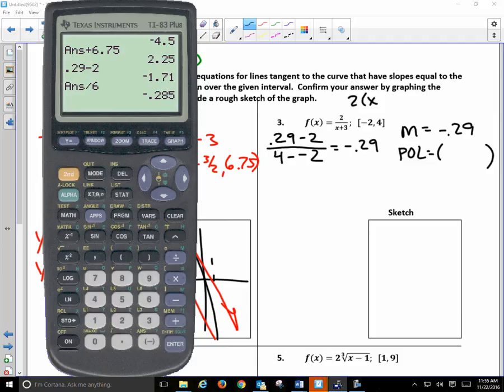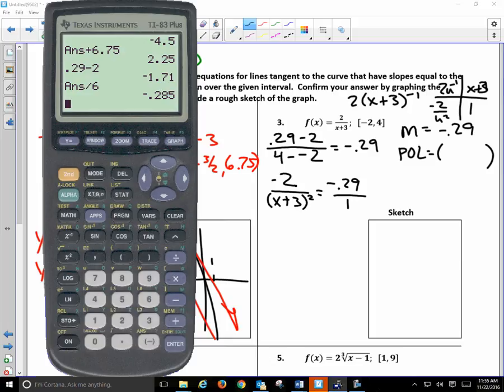I'm going to write this as 2 times x plus 3 to the negative 1 power, and I'm going to use a chain rule. Okay, so I got 2u to the -1. I've got x plus 3. Derivative of x plus 3. Derivative of 2u to the -1: -2 over u squared. So I got -2 over x plus 3, that quantity squared, is equal to my slope, -0.29. How do I solve that? Cross multiply. -2 is equal to -0.29 times x plus 3, quantity squared.